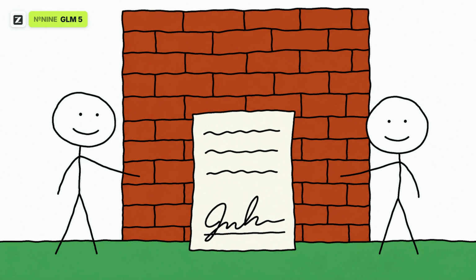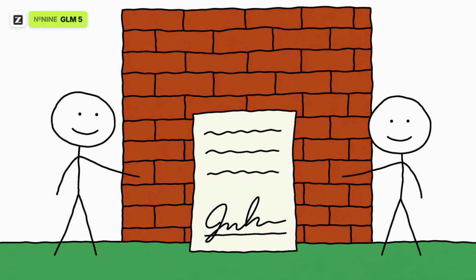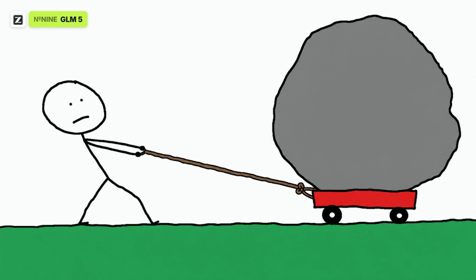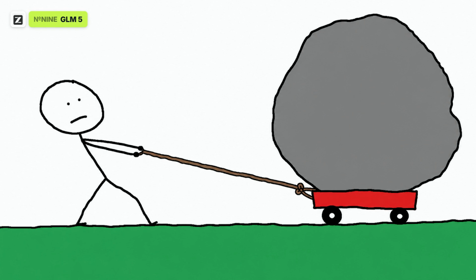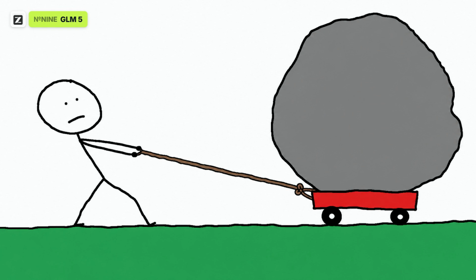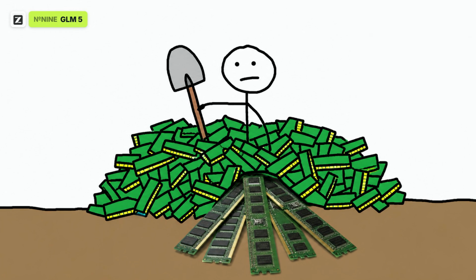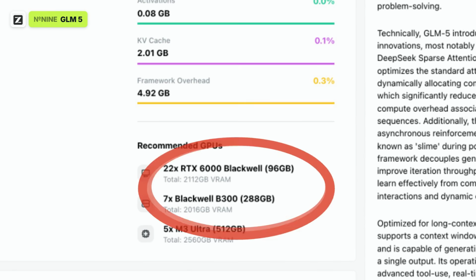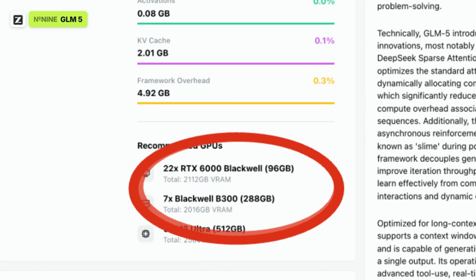But open terms only dictate what you're legally allowed to do, leaving you to deal with the reality of what your hardware can actually hold. Because running it at full precision takes about 1.5 terabytes of video memory. So you're looking at buying dozens of top-end graphics cards just to keep it awake in your house.